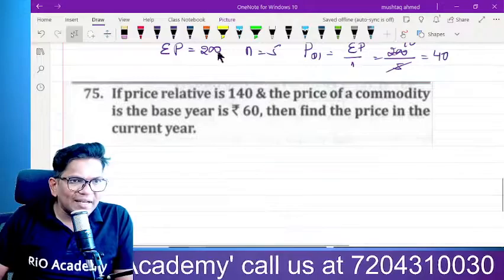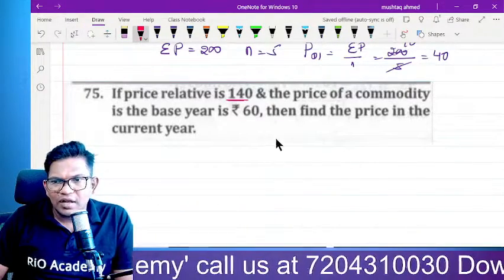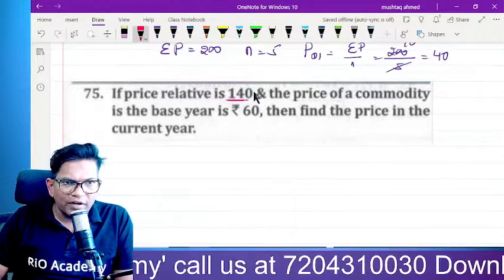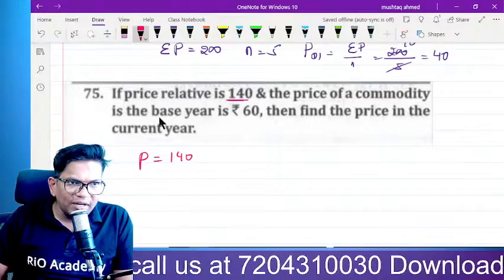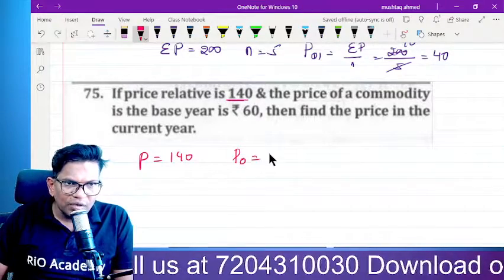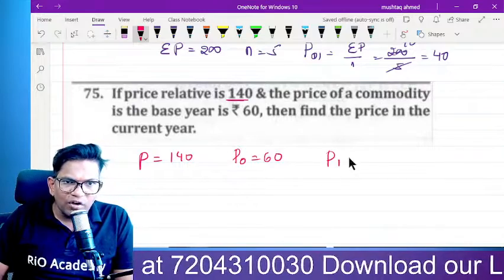If the price relative is 140, right? Price relative is what, children? 140 means P is equal to 140. The price of the commodity in the base year, P naught, is 60. Then find the current year price, so they want us to find out P1.